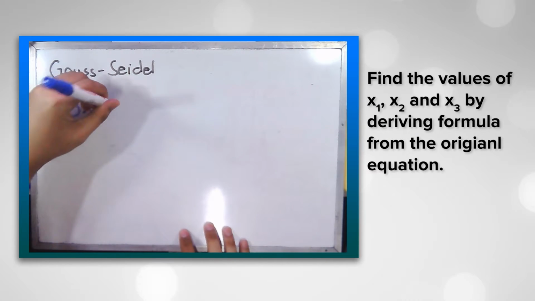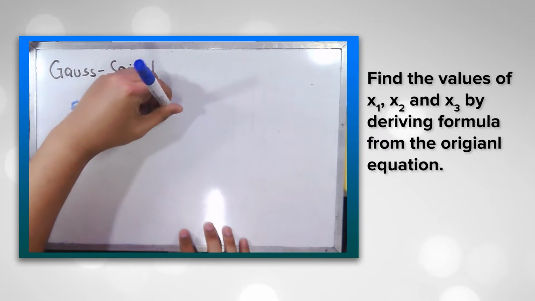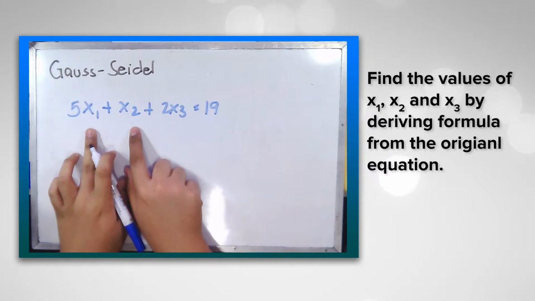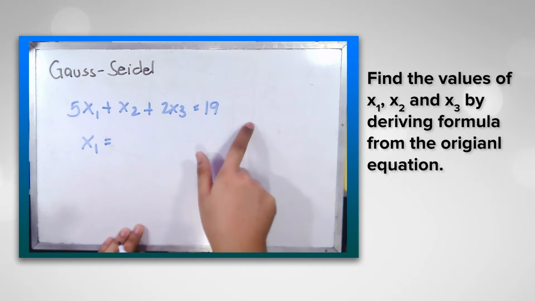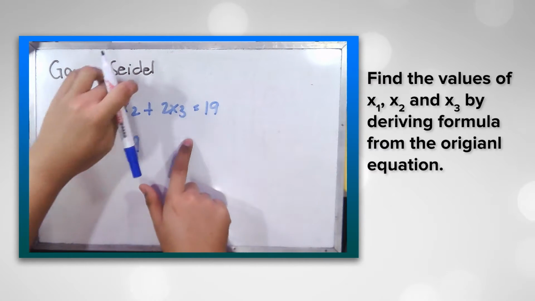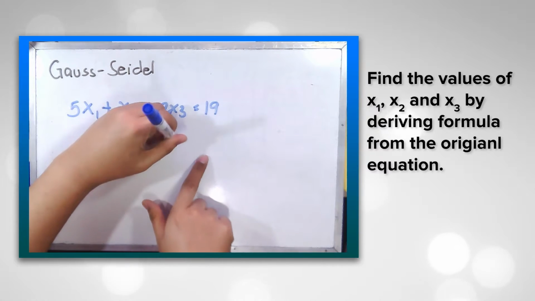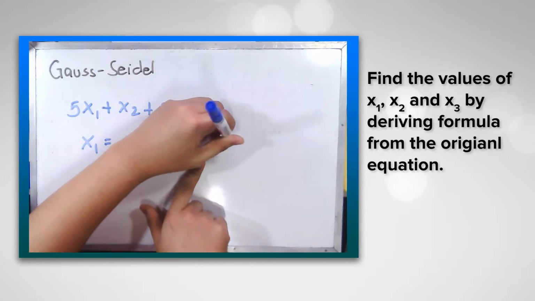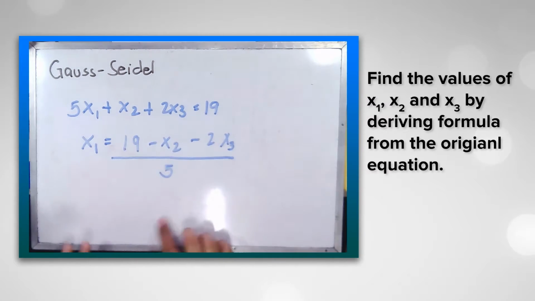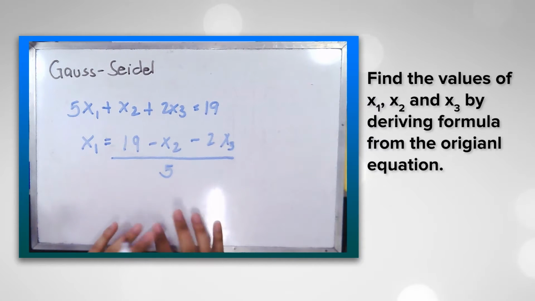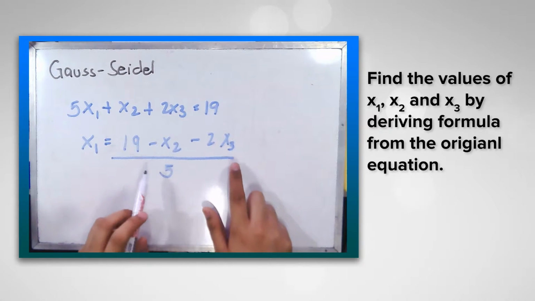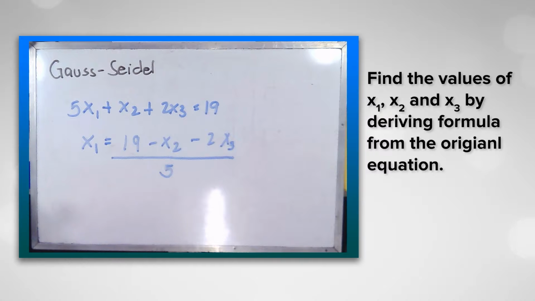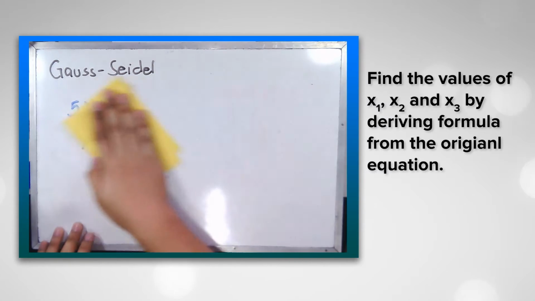So rewrite the first equation. We're going to find x sub 1, so what we're going to do is transpose and rewrite the whole equation. So x sub 1 is equal to 19 minus x sub 2 minus 2x sub 3, over 5. If we move this to the other side, then the signs will also change, because that's a principle. Therefore, this will be our formula in finding x sub 1 across the iterations. We'll just keep on substituting the values here for x sub 2 and x sub 3. The same goes for x sub 2 and x sub 3. Same method. So let me just write this here on the whiteboard.